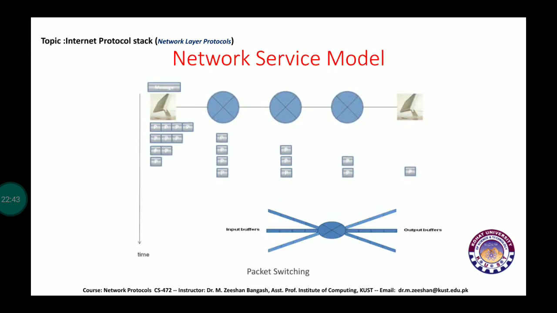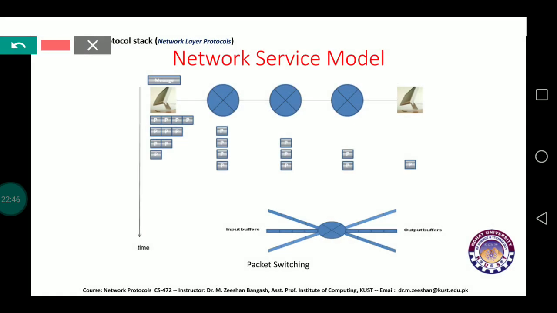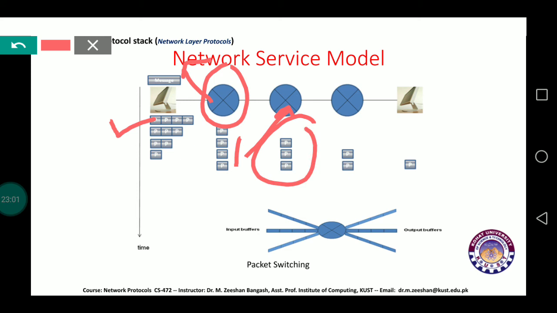Look into it: the data that is generated from the source comprises many packets. Once it reaches this router, three packets are moved toward this router, and one packet is moved to some other interface. Reaching this router, two packets are moved to this link, and one packet is moved to some other interface of this router, and through that the packets reach the destination, which is the receiver address.